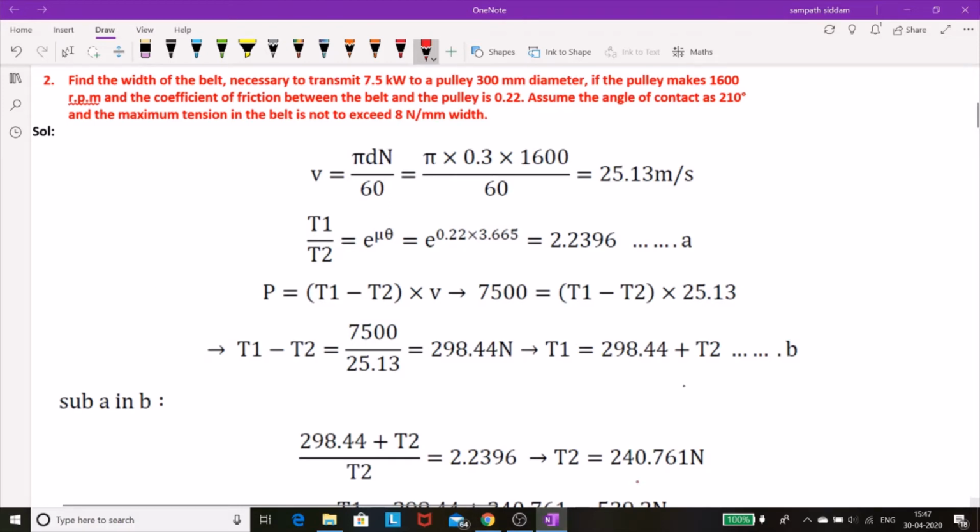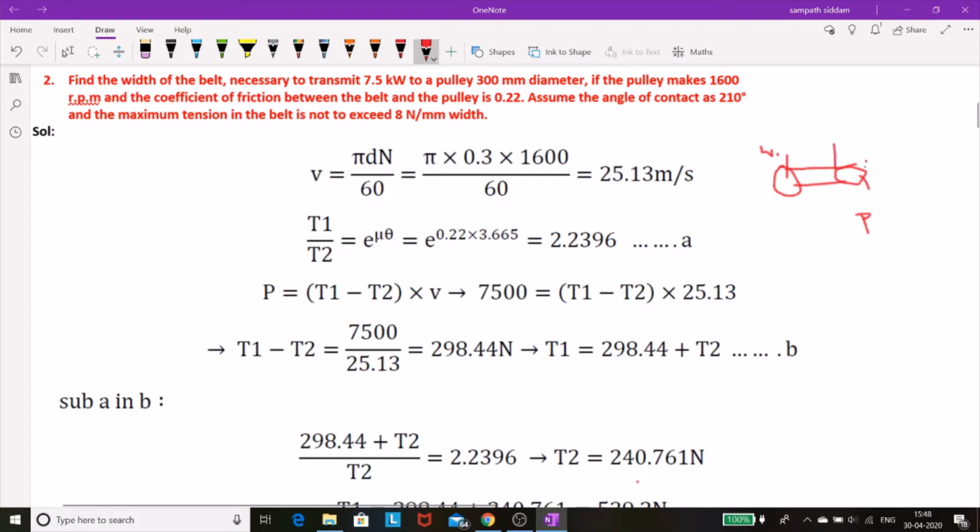So let us try to understand the question over here. There is a belt. For this belt there is a driving member. This is N1, the driving member, and there is a pulley at the other end. This is the pulley.